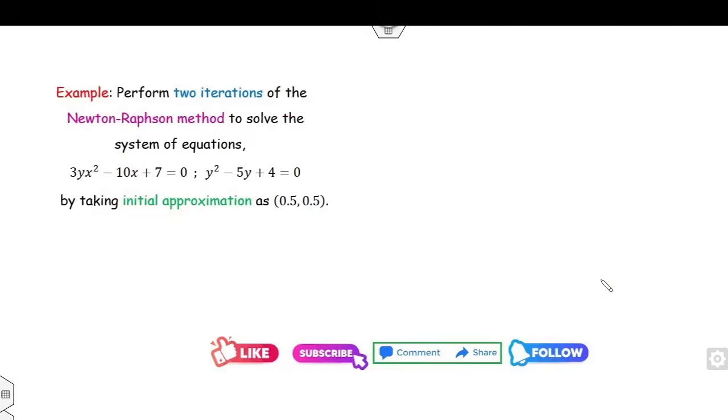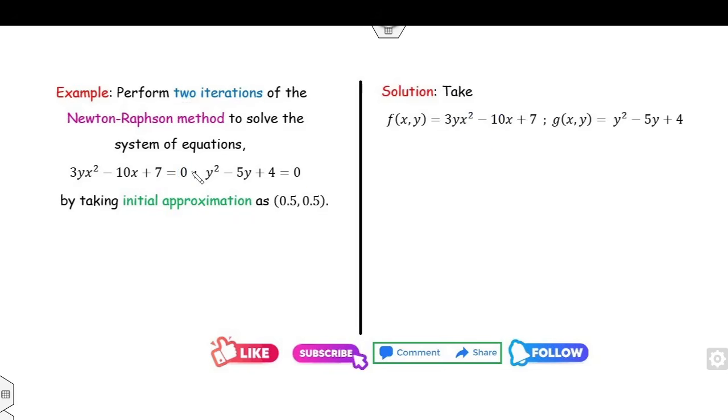So now let's start with the first question. In this question it is given that you have to solve two equations. The given functions are these. Clearly, these are my two functions. I call the first function f and the second function g. Make sure, students, that the right-hand side must be 0. If the function is written in a different manner, then you first have to convert it so that the right-hand side is 0.